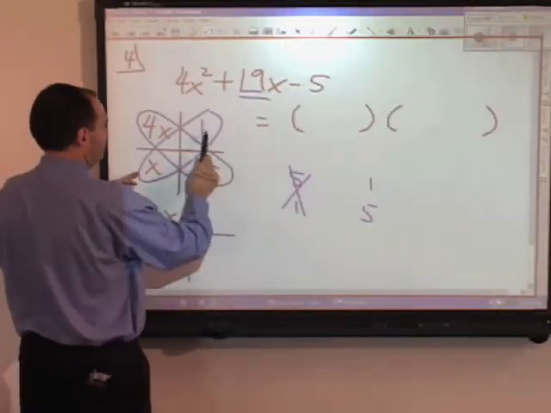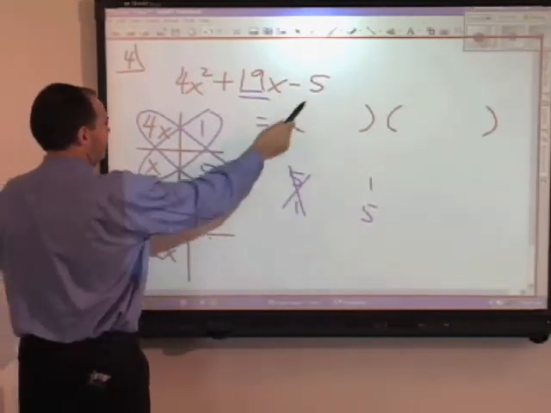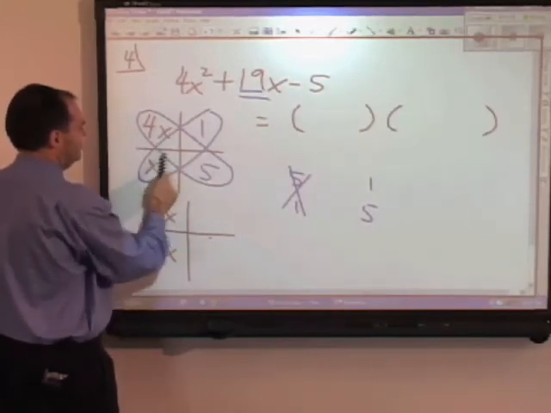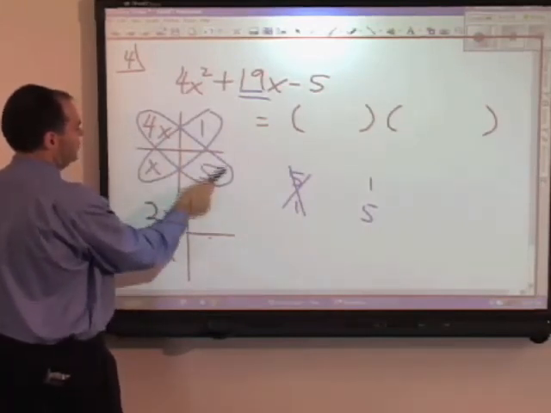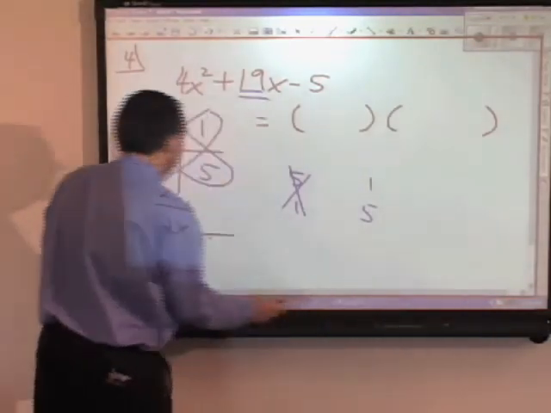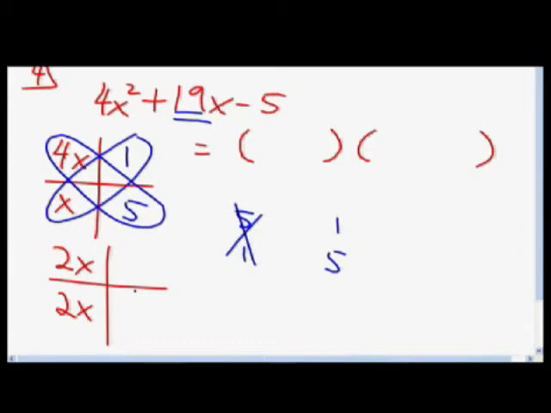Now, in order for these two numbers to multiply to negative 5, one of these numbers would have to be negative. And in order for these two numbers to give us 19, the larger one will need to be positive and the smaller one will be negative. Putting all that information together, that would mean that our negative would have to be here and our positive here. Notice how this is 20x and how this is negative x and how the combination of those two is negative 19x. So our two binomials will be 4x minus 1, x plus 5.